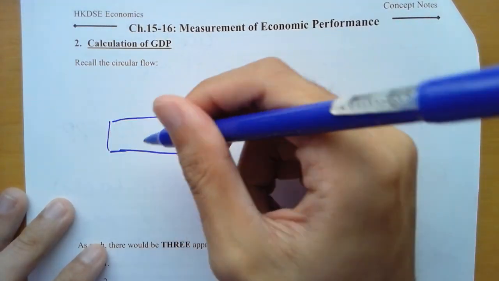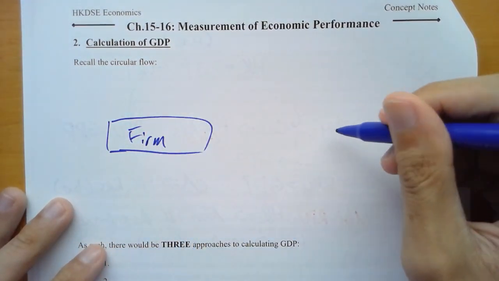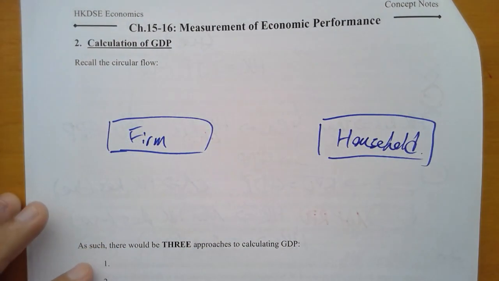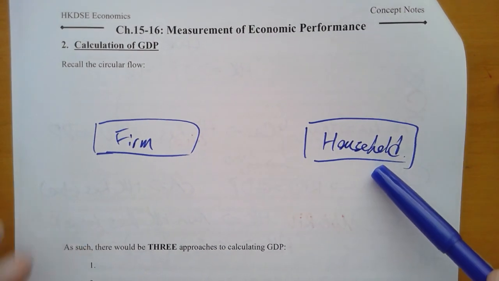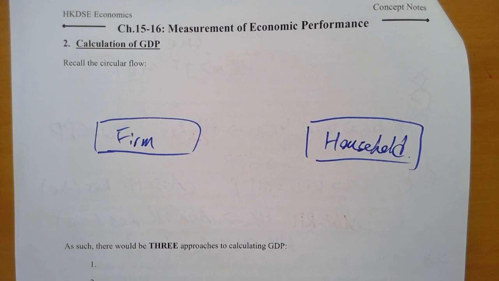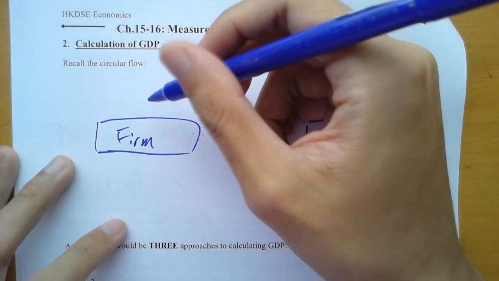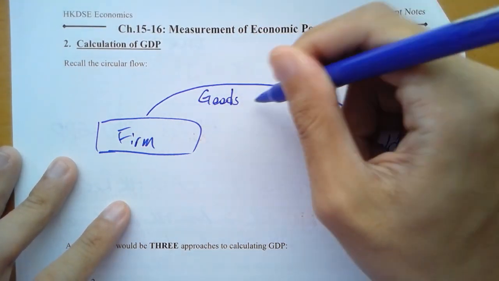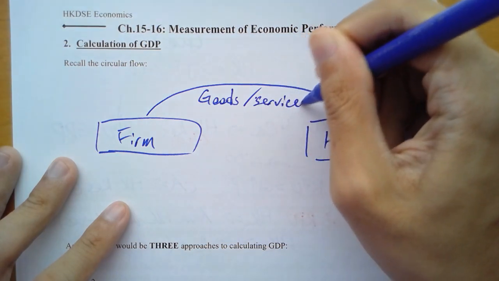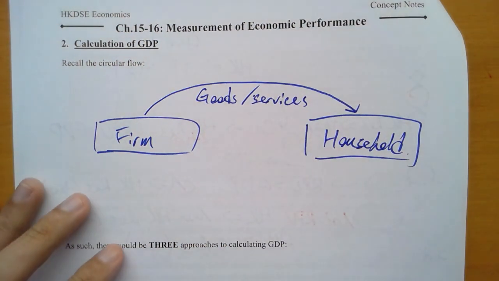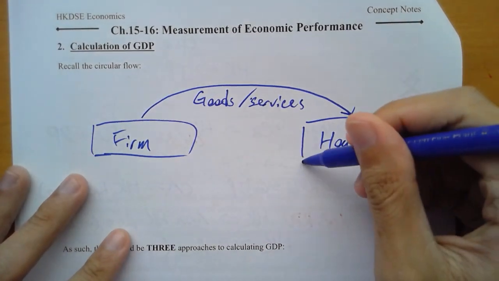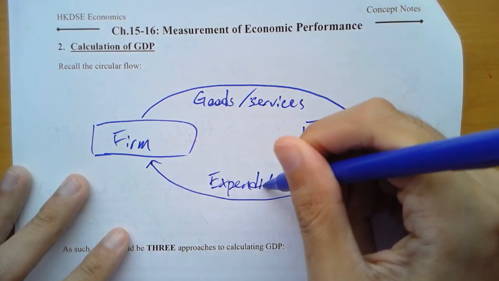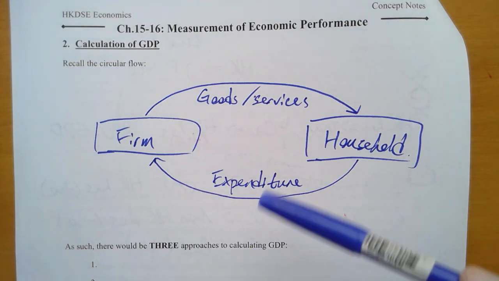Now remember, in the circular flow, we have firm, then we also have household. Firm for production, household for purchasing the production. Okay, so remember, first we have firm giving goods and services to the households. In return, household would give expenditure back to the firm and becomes their profit.